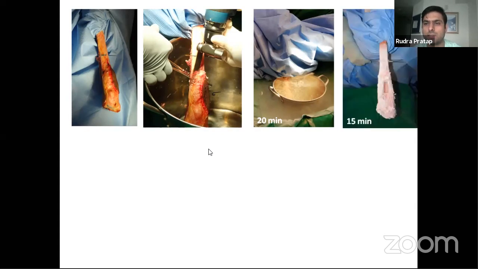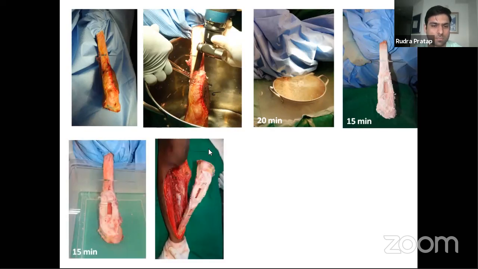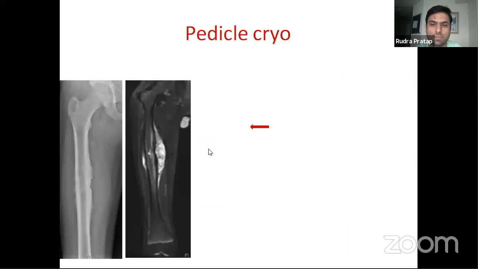For 15 minutes, the specimen is allowed to thaw in room air, and for 15 minutes, it is dipped in a distilled water solution. The bone is then ready to be reimplanted back, and you can see the distal osteotomy is spared, and only the posterior osteotomy is to be managed now. It has been fixed with a plate, and a medial gastrocnemius flap has been done for the reconstruction.